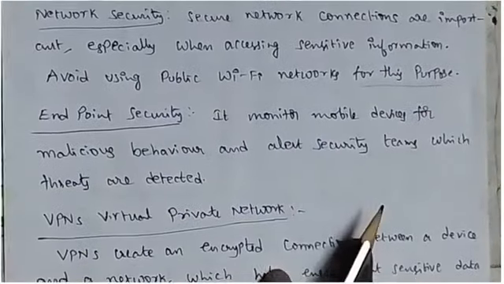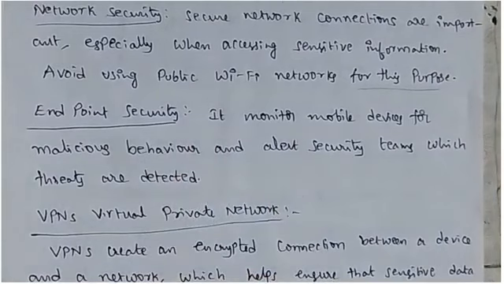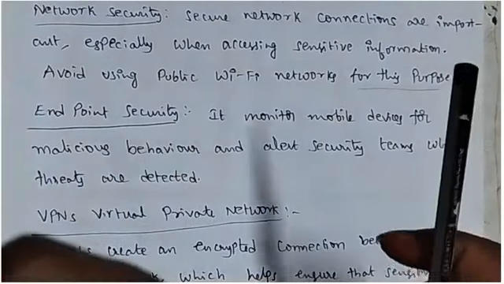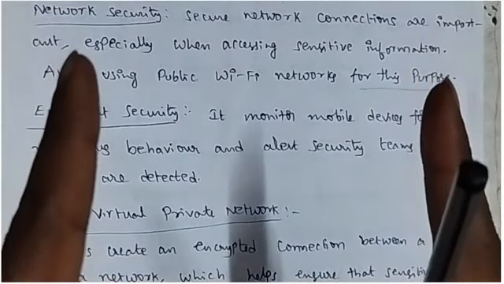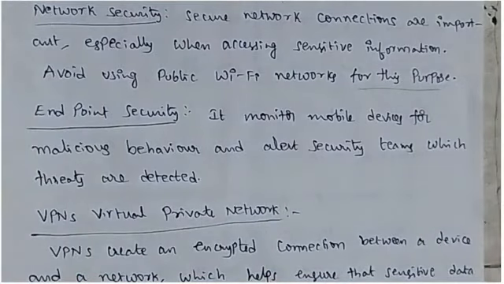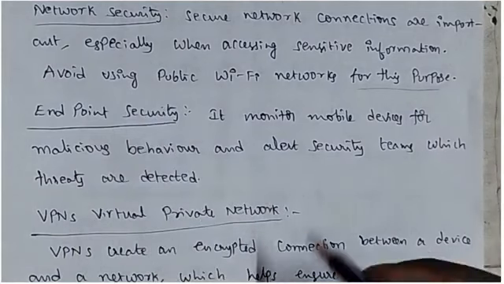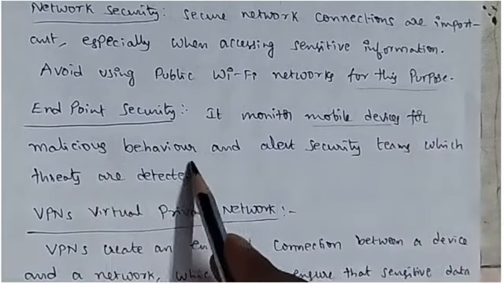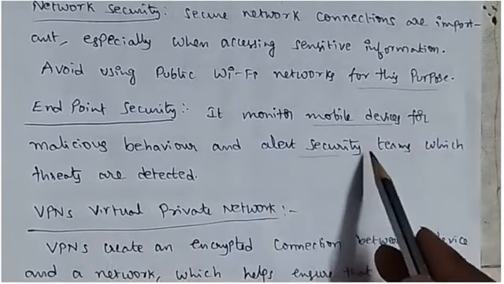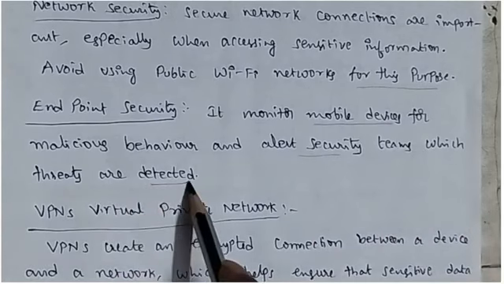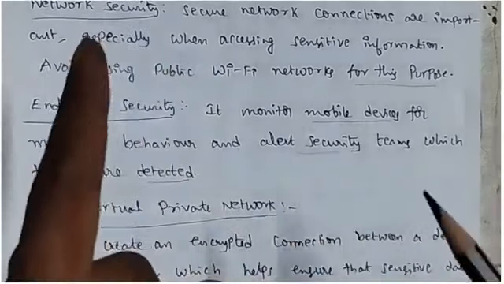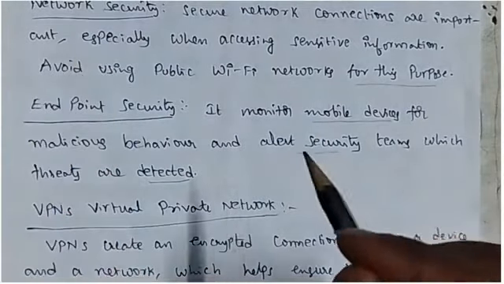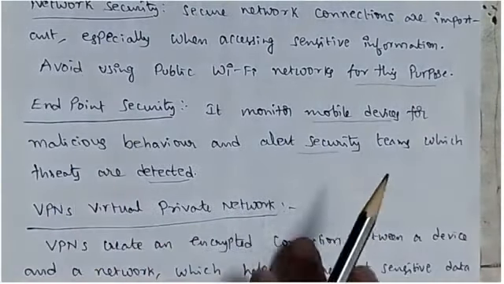Next one is endpoint security. What is the meaning of endpoint security? If you take a network from sender A to sender B, here A and B are the endpoints. Endpoint security means it monitors mobile devices for malicious behavior and alerts security teams when threats are detected. At the starting point and ending point, both sides we have to provide the security. That is called endpoint security.